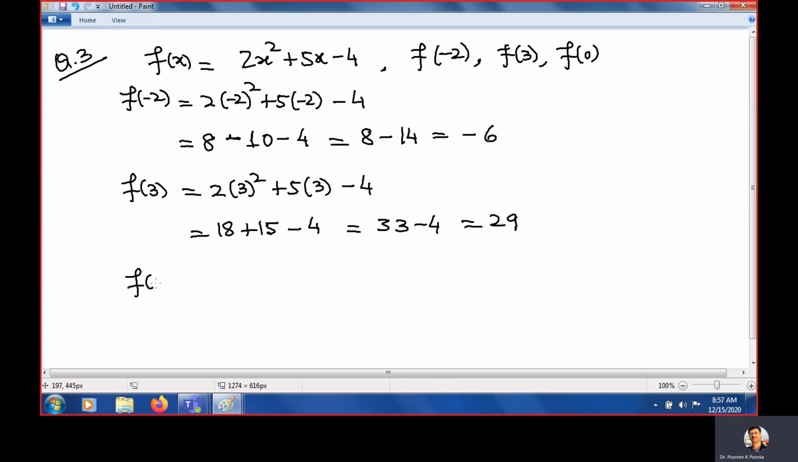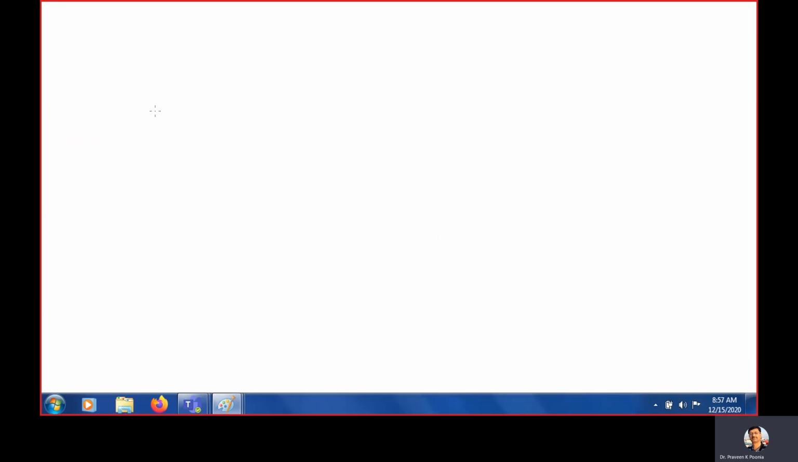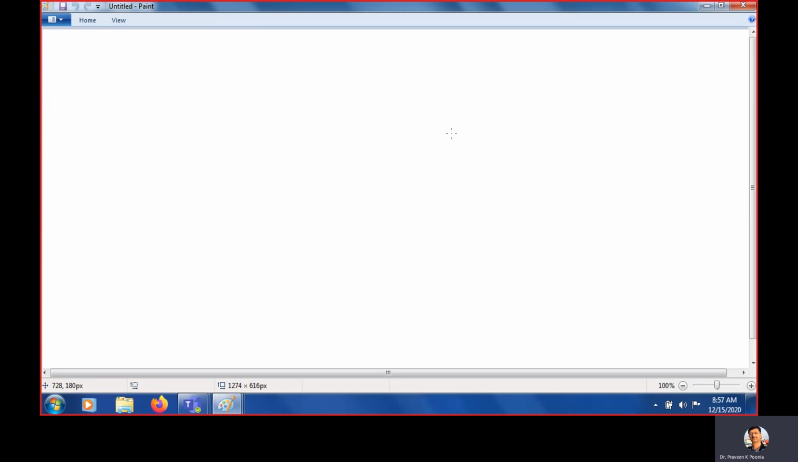Clear? Now f(0). f(0) means 2 times 0 power 2 plus 5 into 0 minus 4. So it is 0 plus 0 minus 4. So it is minus 4. So this is how we can calculate the value for a given f(x) at particular x.